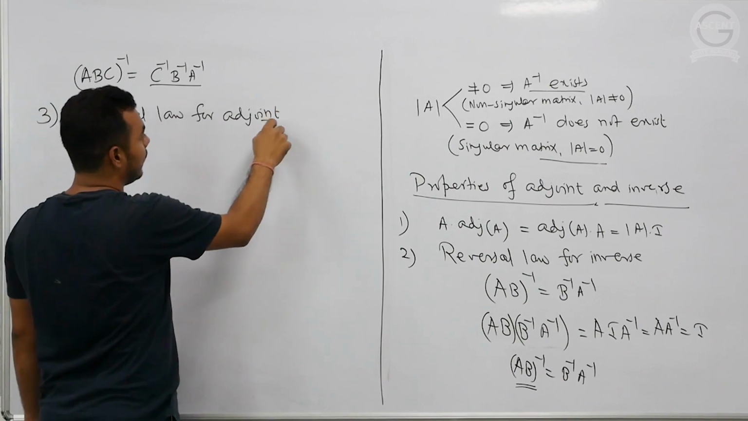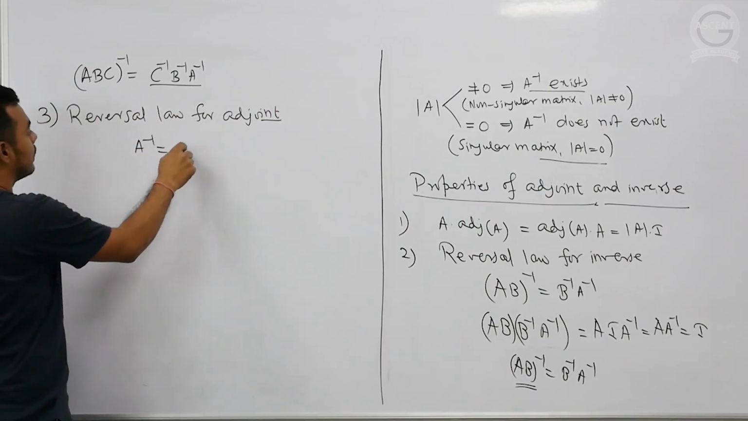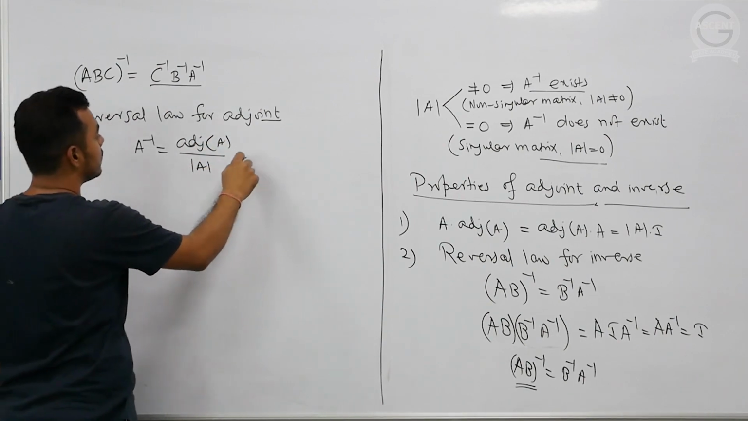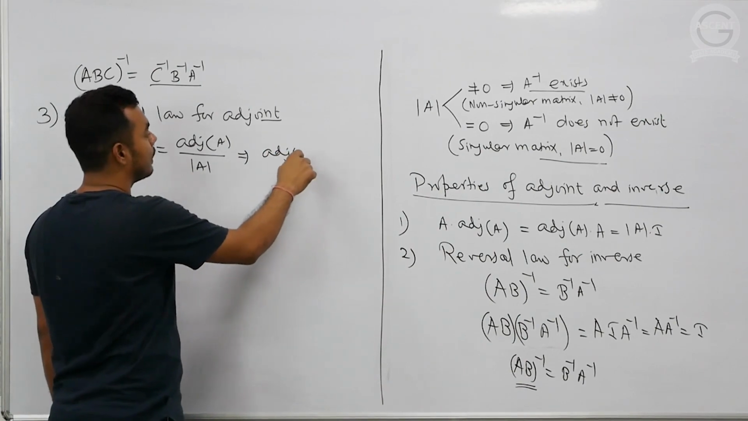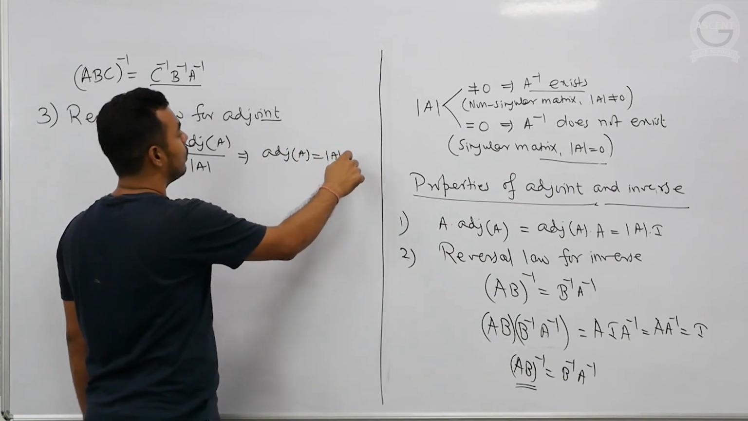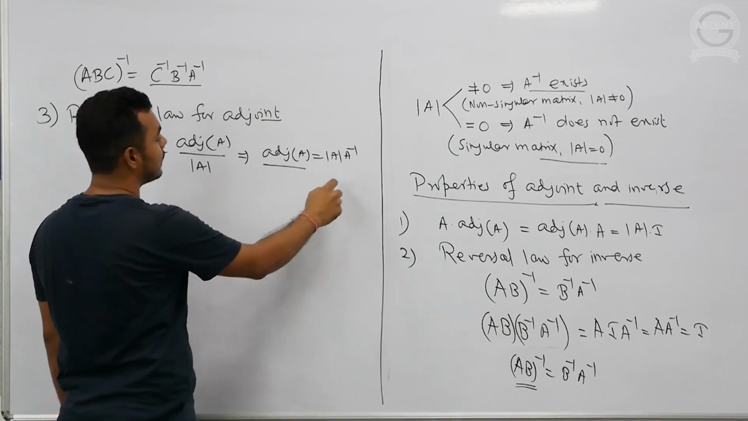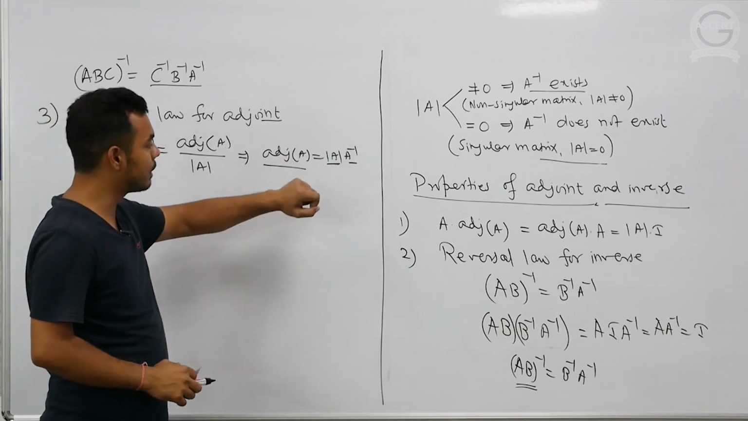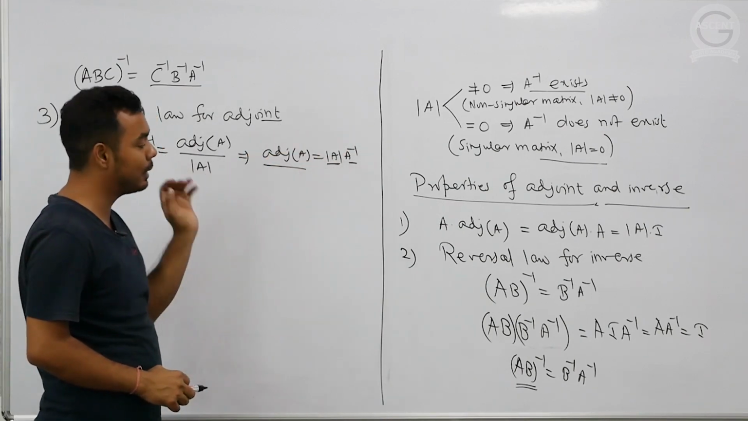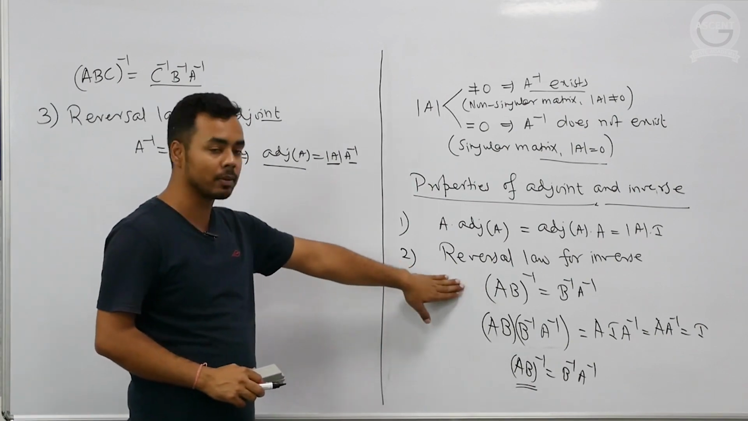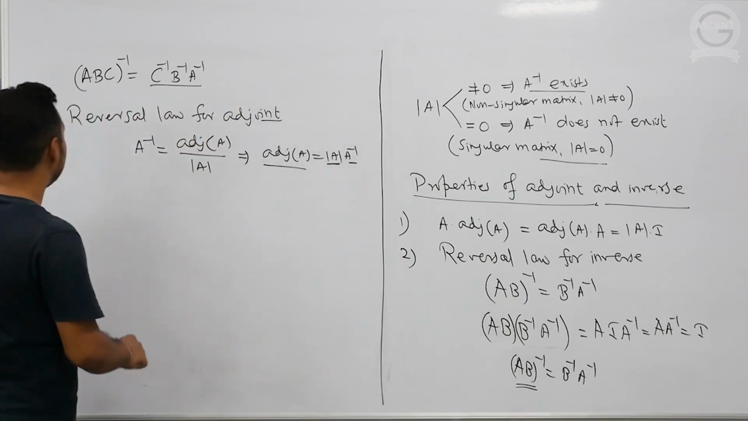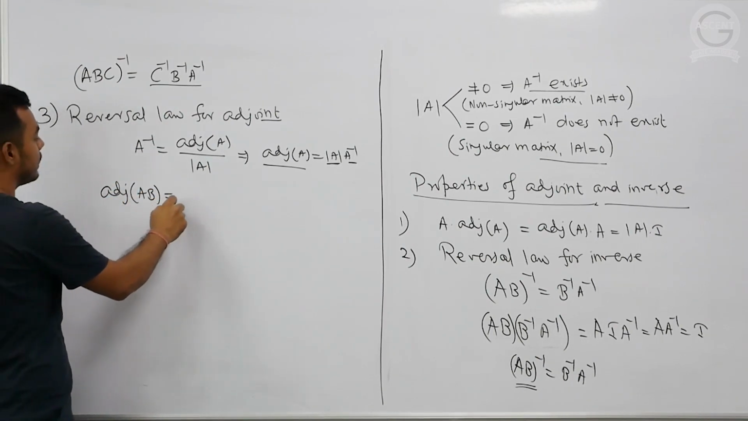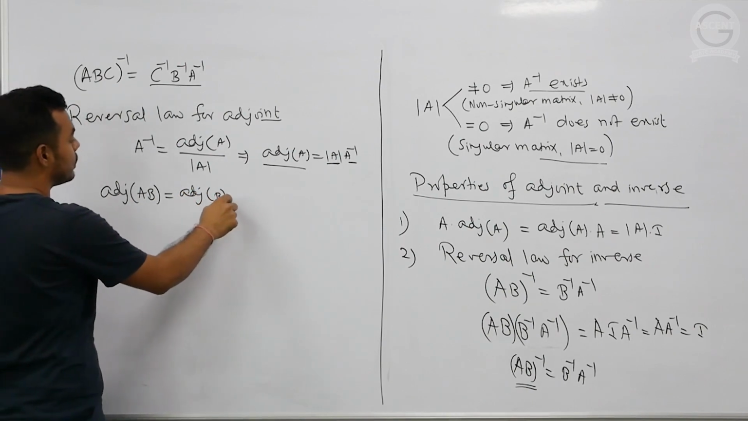Now see, we have defined the inverse of a matrix as A inverse equals adjoint of A divided by determinant of A. So this means you can write adjoint of A as determinant of A into A inverse. So you can see that adjoint is nothing but inverse multiplied by some number, since determinant of A is a scalar quantity. So if a property is true for the inverse of the matrix, then it has to be true for the adjoint also. So the reversal law for the adjoint of a matrix is that adjoint of AB will be adjoint of B into adjoint of A.